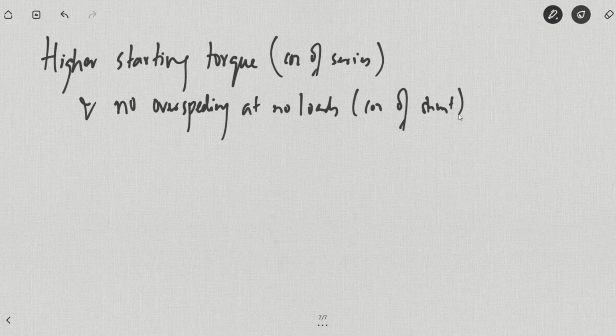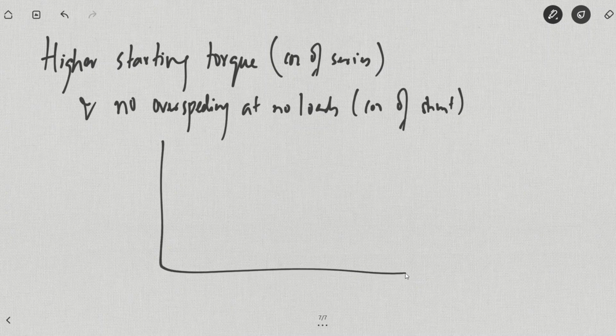In case of shunt, starting torque is not high. In case of series DC motor, there is an overspeeding at no loads. Now these were two disadvantages with the series and shunt DC motor, but they had their own advantages. Series DC motor has a higher starting torque, and shunt DC motor can be run at no loads directly. So now we are combining both these two features and incorporating that in the compounded DC motor. So therefore, the torque speed characteristics of a compounded DC motor will look somewhere like this.